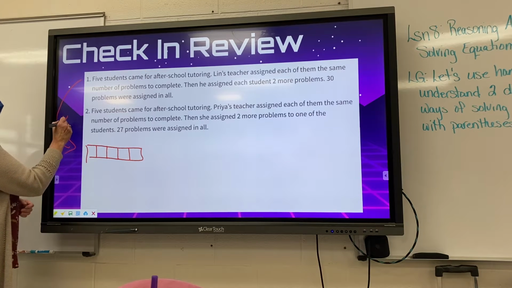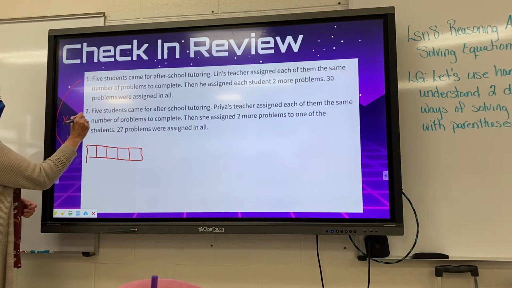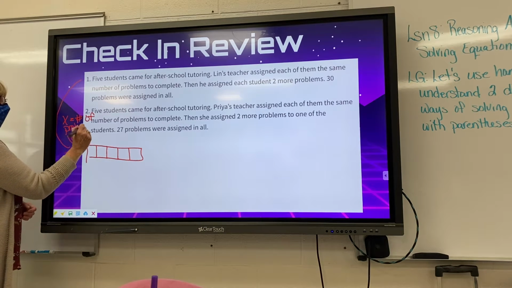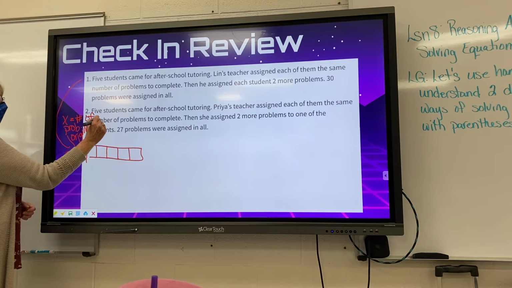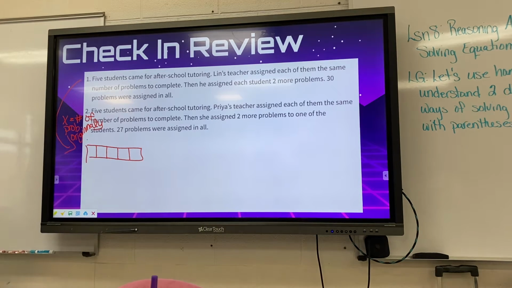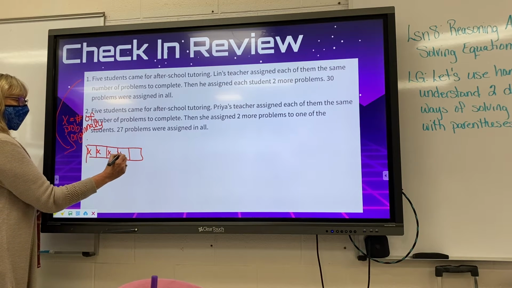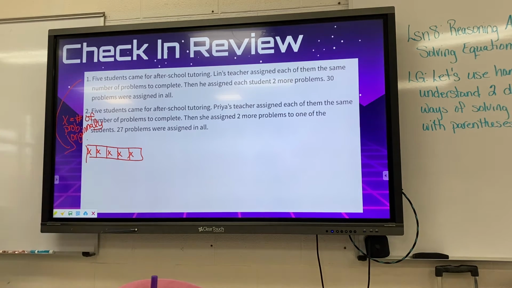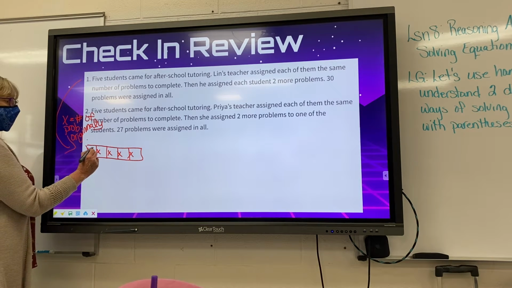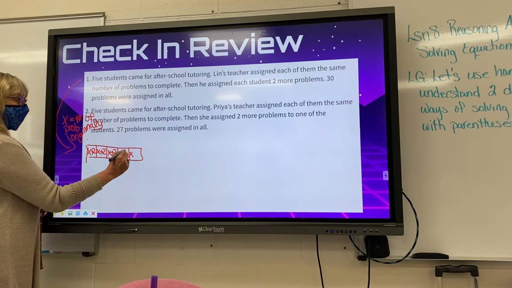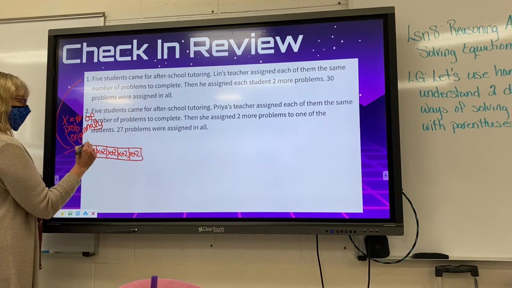Okay, so is X going to represent the number of problems originally? Yes. Does everybody see why X is that? And I just spelled originally wrong. So each student gets X. And then each student was given 2 more problems. So each student is going to get plus 2 as well? Yes. And it all equals 30.